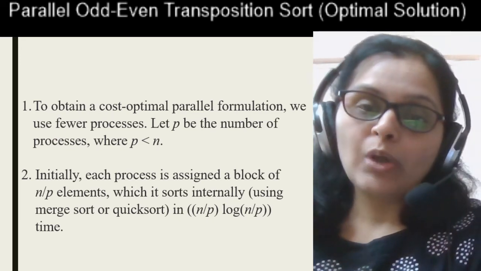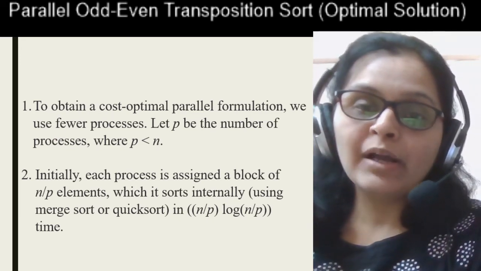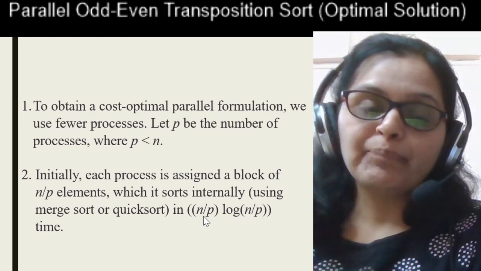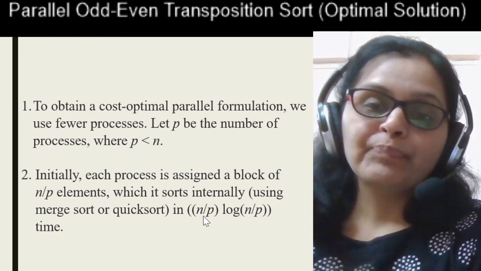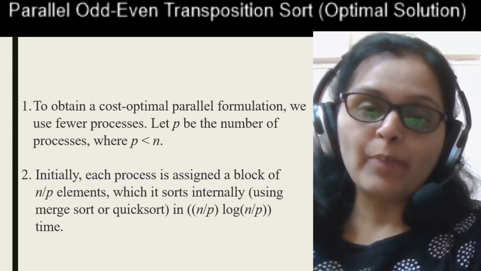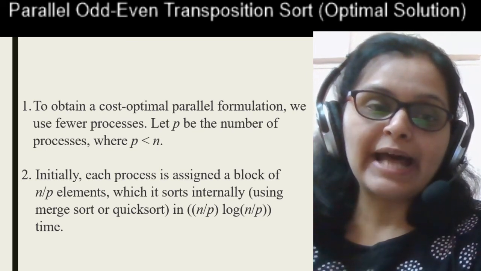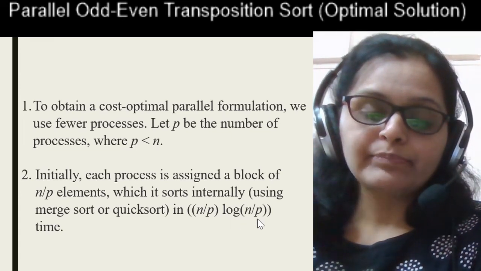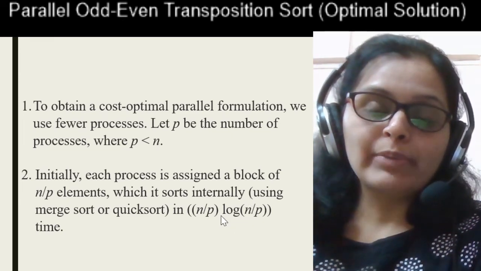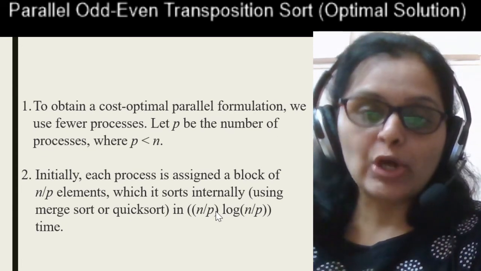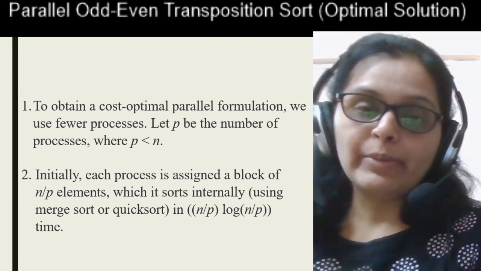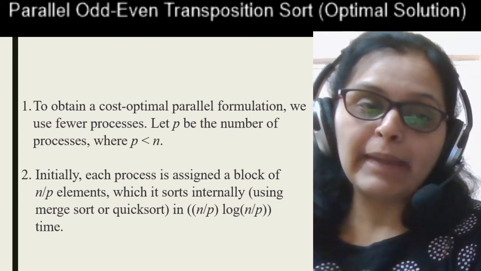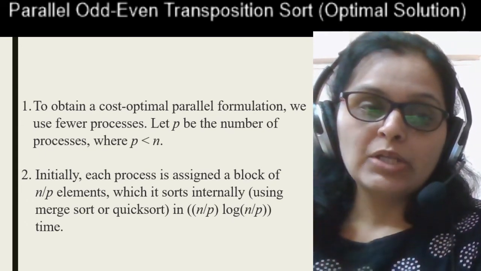Why? Because all the pairs are doing the compare and split operations in parallel. So we are getting the time complexity for that operation as n by p log n by p. The time complexity for the local sorting, not compare and split operation, is n by p log n by p. So let us go ahead.